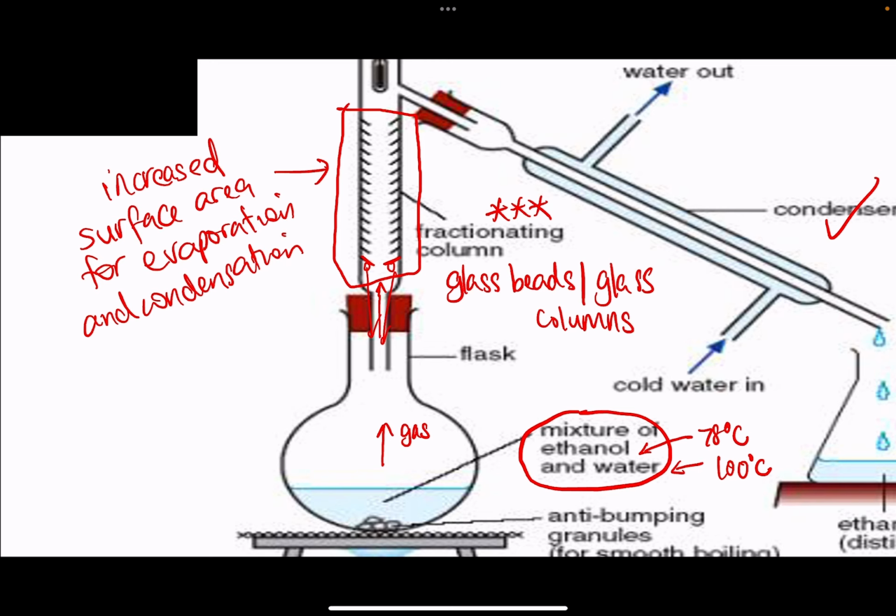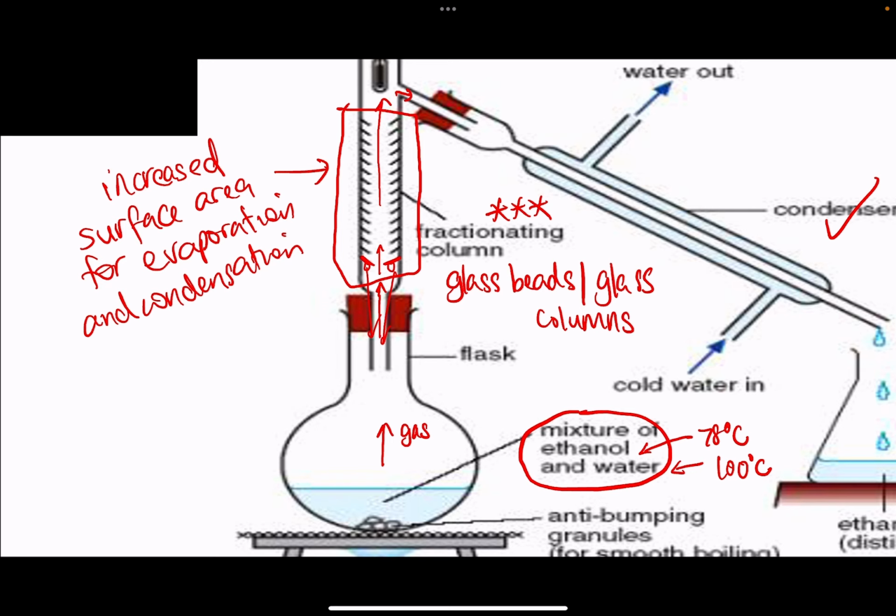But as this process continues, where more and more ethanol comes into contact with the first glass column, it will slowly warm up the glass column until the temperature is pretty high, at maybe 78 degrees Celsius. Then it will allow the gas to slowly move up the fractionating column. The same repeated evaporation and condensation process occurs, and eventually the gas escapes.